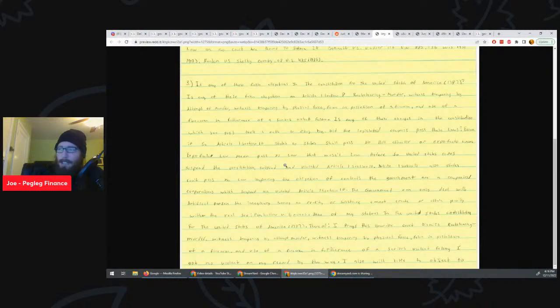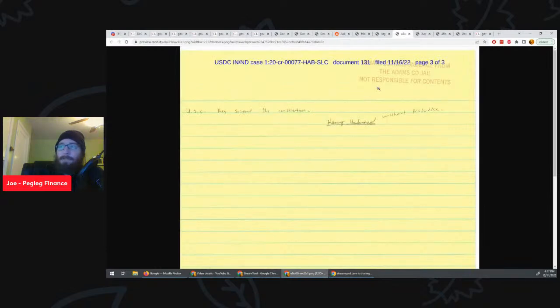That's a whole sentence, apparently. Thereof, I pray this honorable court dismiss racketeering, murder, witness tampering by attempt murder, witness tampering by physical force, felon in possession of a firearm, and use of a firearm in furtherance of a serious violent felony. I got no violent on my record. By the way, I also would like to object to USC, United States Codes. They suspend the Constitution. Signed, Henry Underwood, without prejudice.